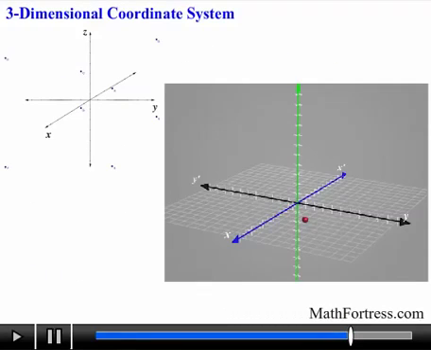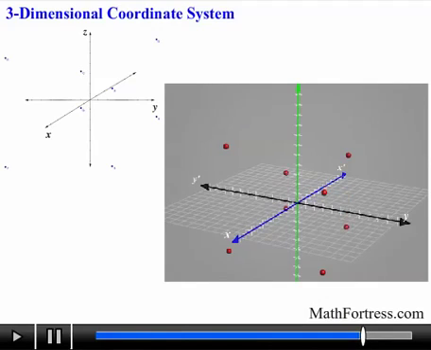Let's actually plot these points using a 3D plotter. Point A will look like this. Point B, point C, point D, point E, point F, point G, and finally point H.